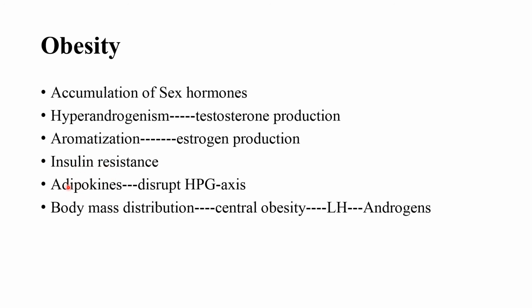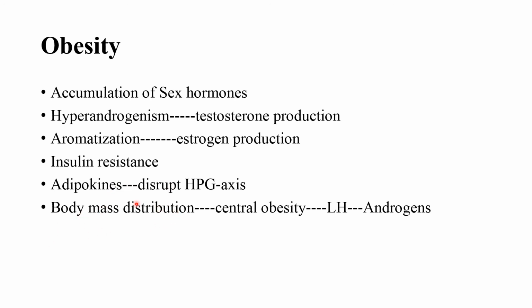These cells release certain signaling chemicals, and these are called adipokines. So these adipokines may directly go to the hypothalamo-pituitary gonadal axis, and they may disrupt normal levels of the gonadotropes LH and FSH. Like leptin is one of the best known adipokines that would act on the hypothalamo-pituitary gonadal axis and regulate it. And it is an endocrine hormone.